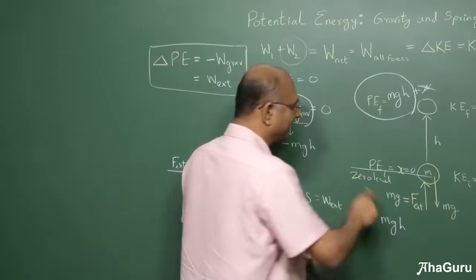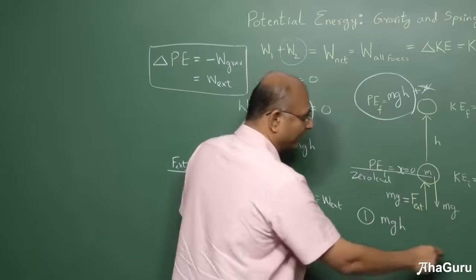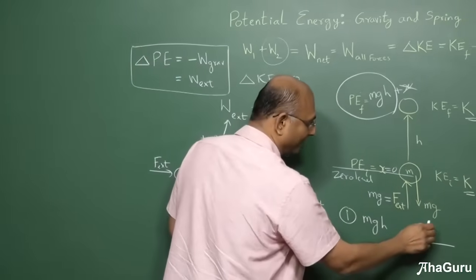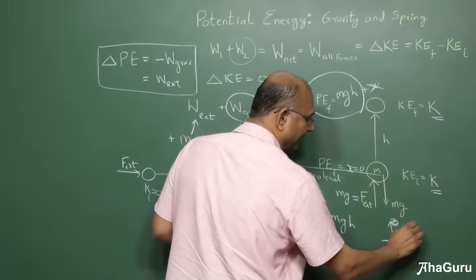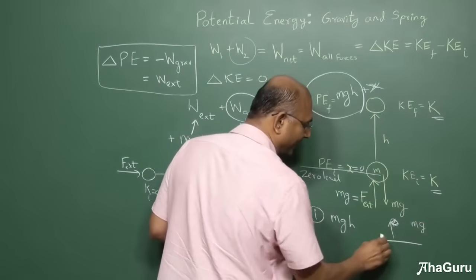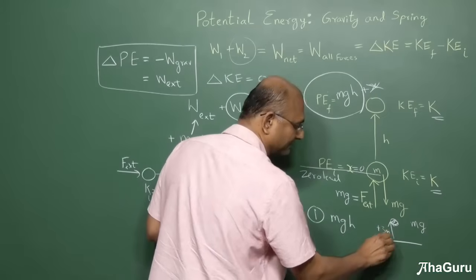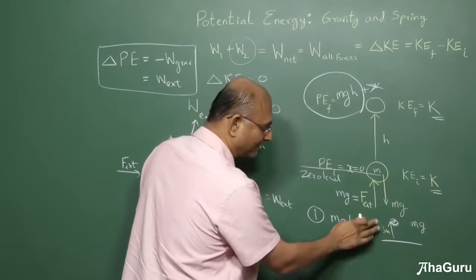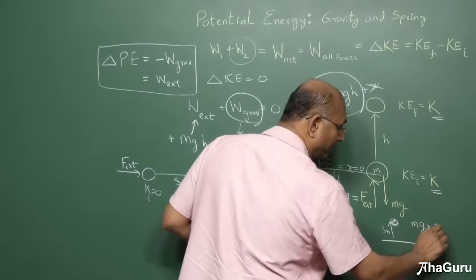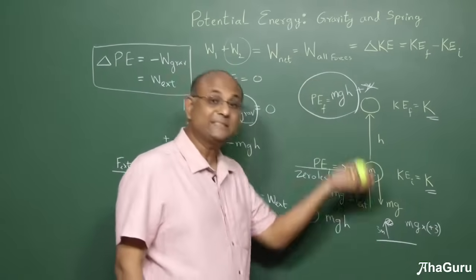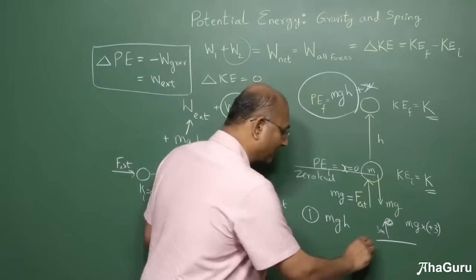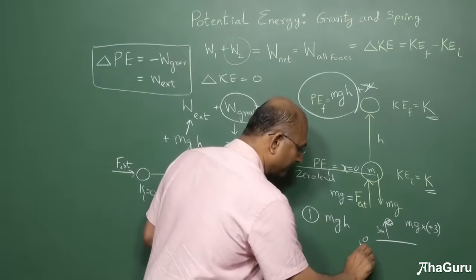So you have to define a zero level like I defined. So if this is my zero level and you have an object sitting there, potential energy is m into g into, let us say this was plus 3 meters. 3 meters, let me just call it 3 meters. This into plus 3. Why? Because it is h above the zero level. This is the zero level.